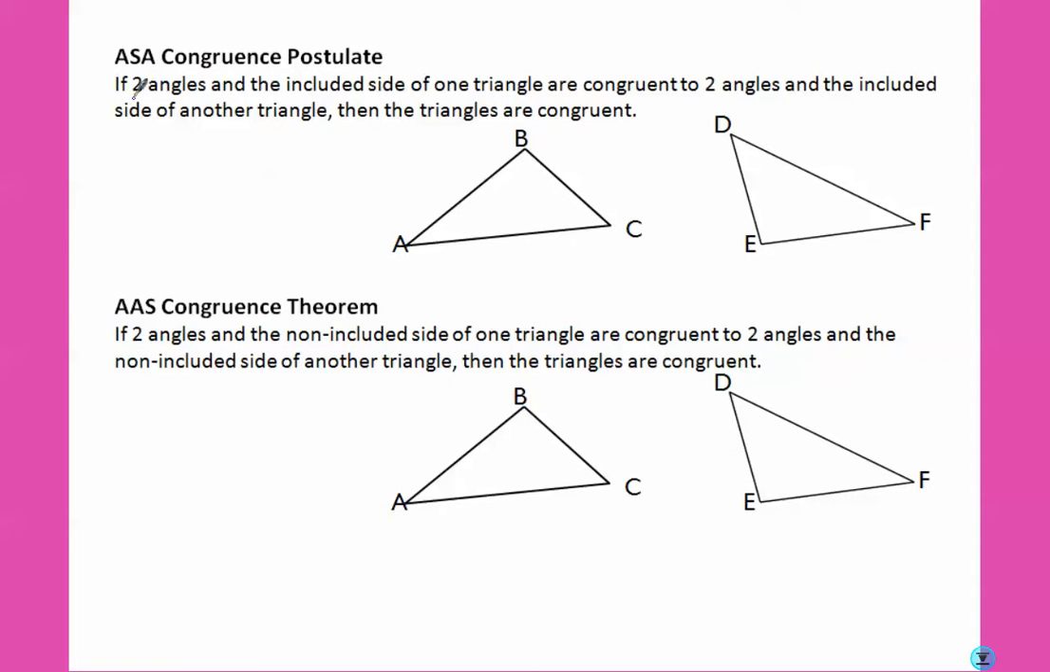ASA is very similar, but this time it's two angles and the included side of one triangle are congruent to two angles and the included side of another triangle. So if angle B is congruent to angle E and angle C is congruent to angle F, then the sides we would be talking about are side BC and EF.